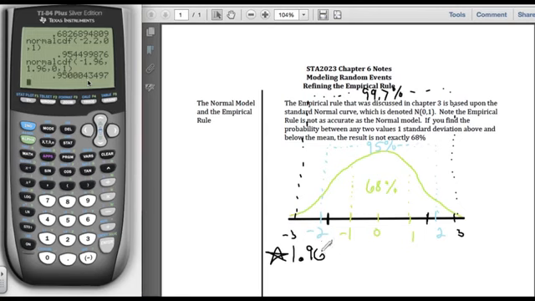So 1.96 is actually going to get us a little bit closer to that 95% rather than that 2 and that -2. And so that's why you'll see 1.96 used a lot in the next chapter to find some 95% confidence intervals.